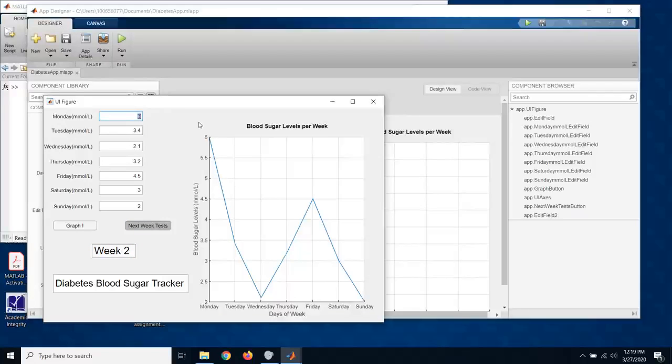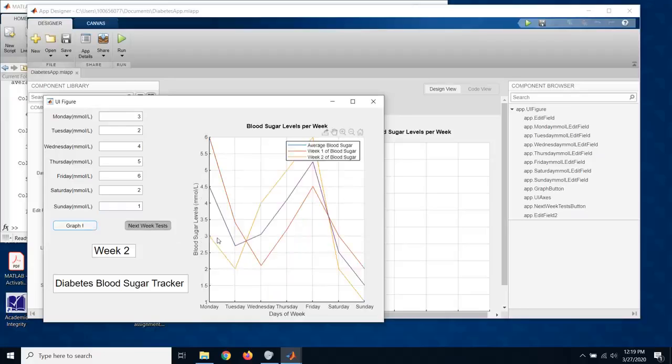So then here you can put a bunch of numbers as well, 3, 2, 4, 5, 6, 2, 1, just random numbers. And then when you're done, click graph. And as you can see here, there's a legend. So it says the yellow one is the week two blood sugar.